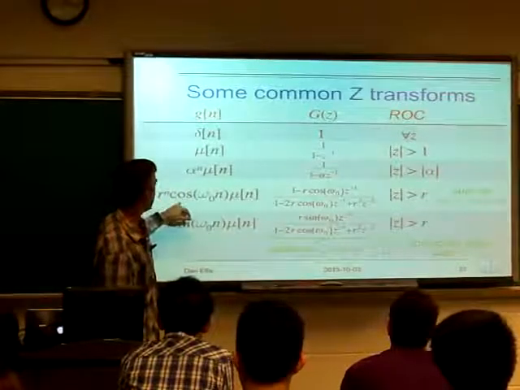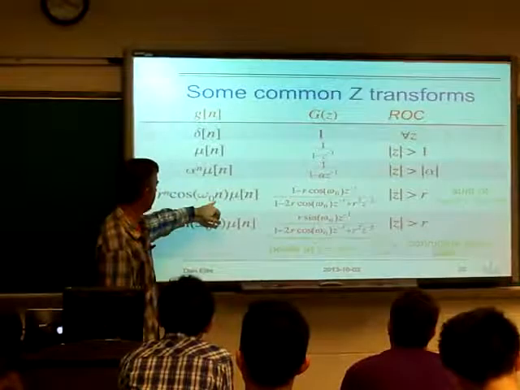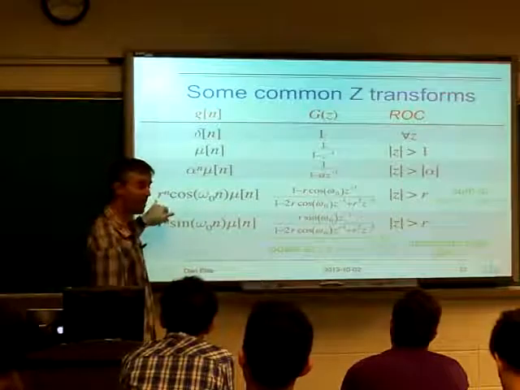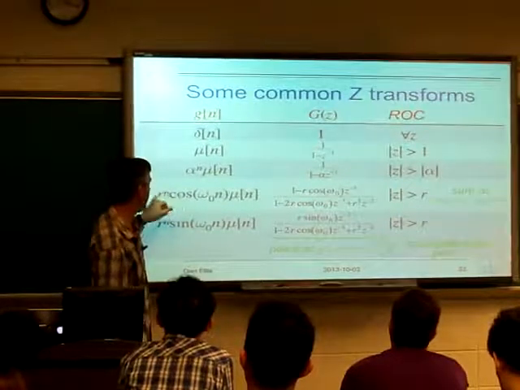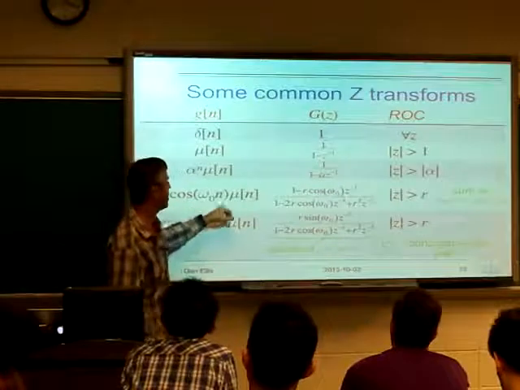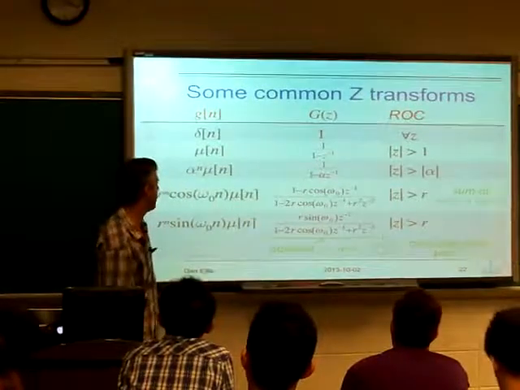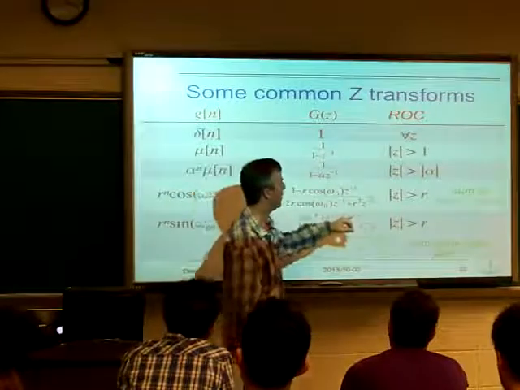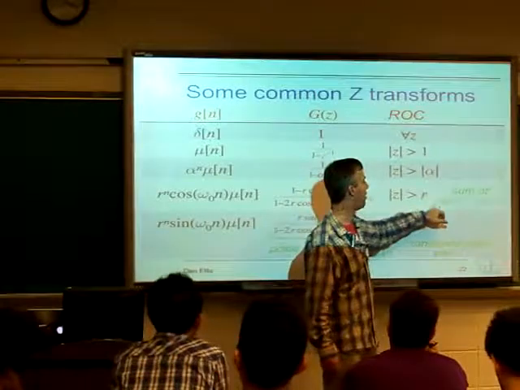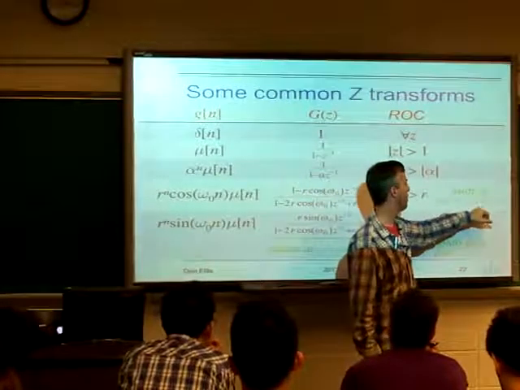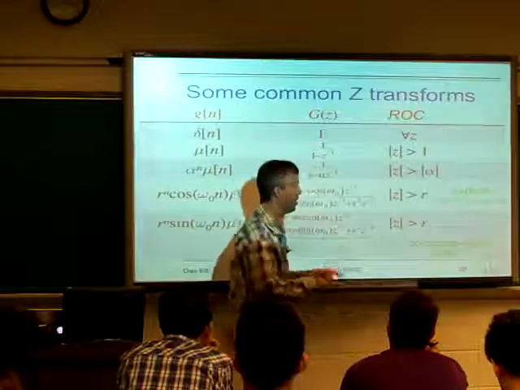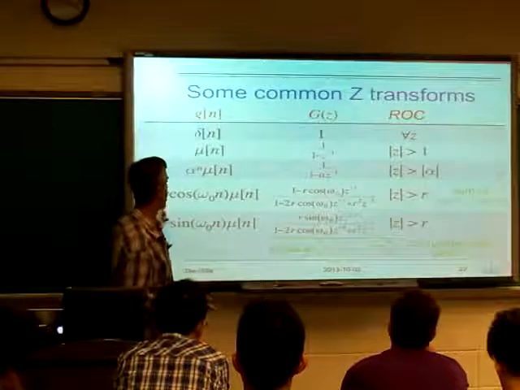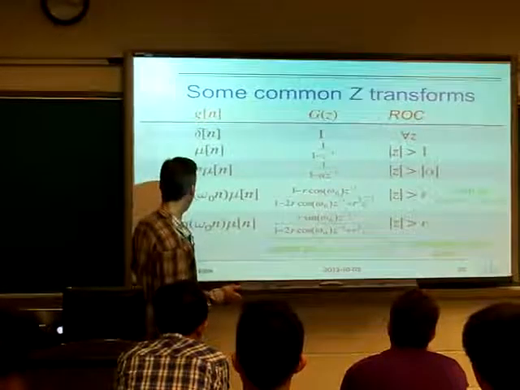Okay, here's another sequence. Cosine omega 0 n times r to the n. So let's generalize a little bit. We can put an exponential envelope on this times mu of n, so it's right-sided. We can build this out of a couple of alpha to the n mu of n's, for alpha equal r e to the j omega 0 and r e to the minus j omega 0, two conjugate complex exponentials. We can sum them together in the time domain to get this.